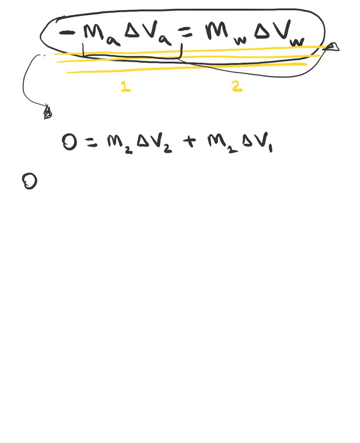Now let's do a bit more. Let's think about what this delta v2 and delta v1 mean. Those are the changes in velocity. So that's velocity final minus velocity initial.